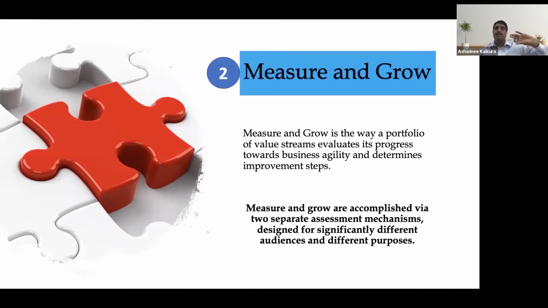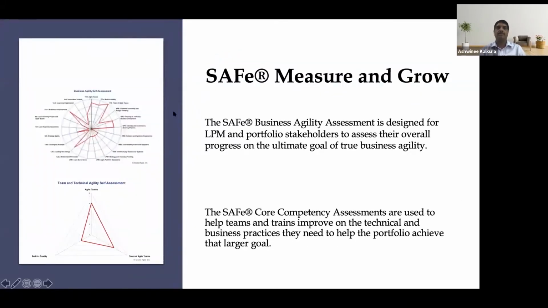And there could be two mechanisms per SAFe. One is the entirety, the picture which talks about the business agility assessment, covering all the 7 core competencies: lean portfolio management, enterprise solution delivery, agile product delivery, team and technical agility, organizational agility, continuous learning culture, and lean agile leadership. For all these 7 factors, there are 3 dimensions for each one of them. Look at your starting point as those 21 dimensions.